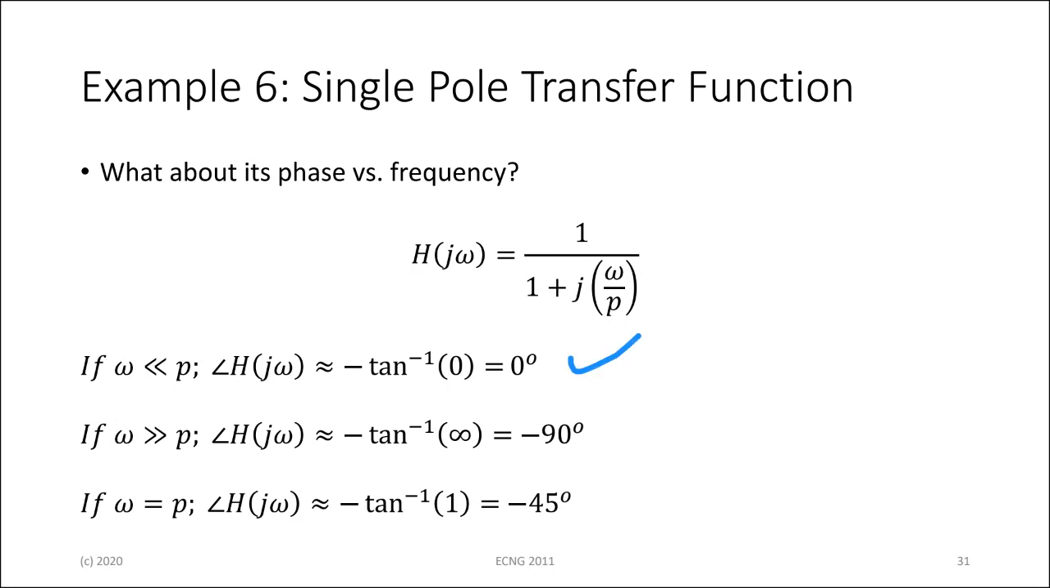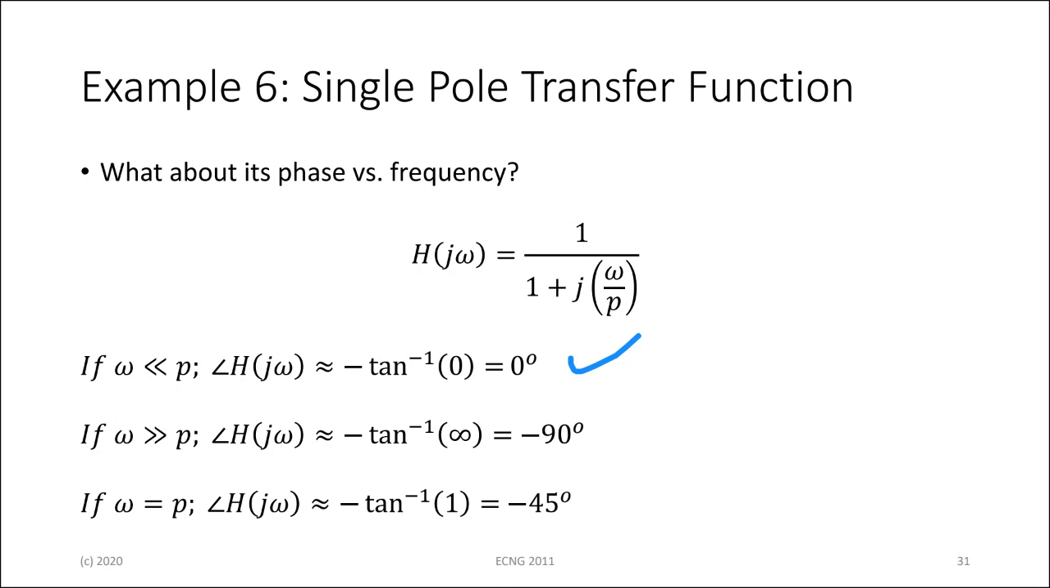Right? When omega is much greater than P, then we have the inverse tan of something approaching infinity now. Of course, it's 1 over that because the j is on the bottom. So when omega is much greater than P, the phase angle approaches minus 90. And then at omega equal to P, of course, we have 1 over 1 plus j. And the argument of that is, of course, minus 45 degrees.